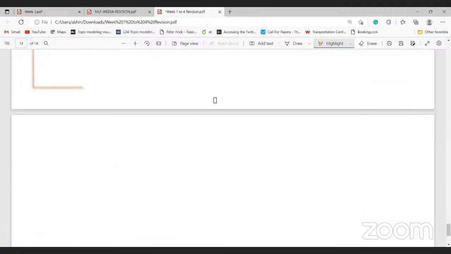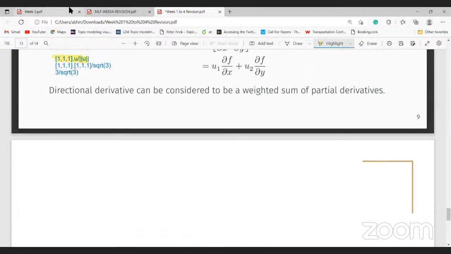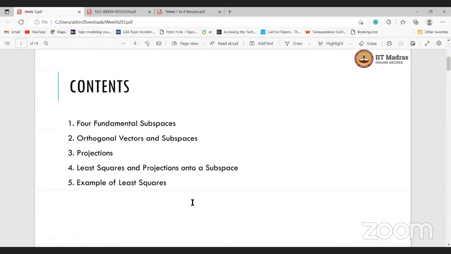Okay, week 3 I have not covered here. Now week 3 contains the following topics, which are 4 fundamental subspaces, orthogonal vectors and spaces, projections, least squares, and projection.